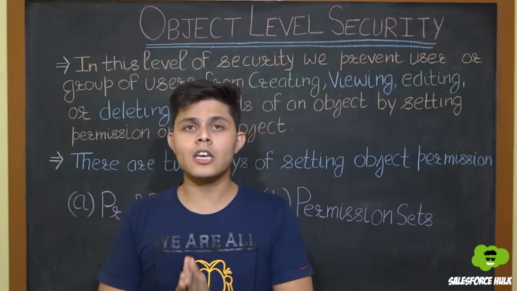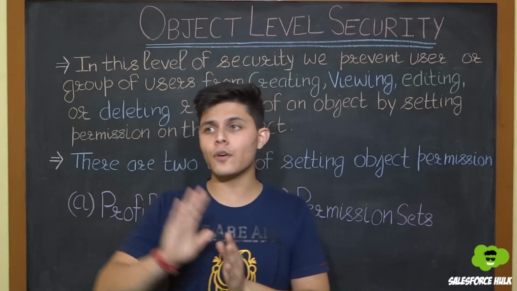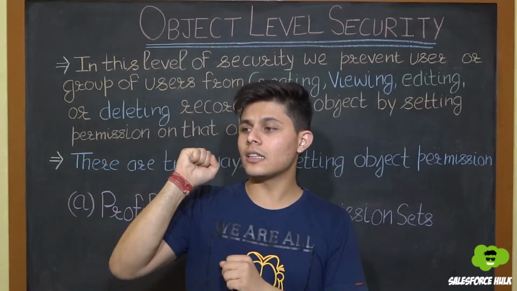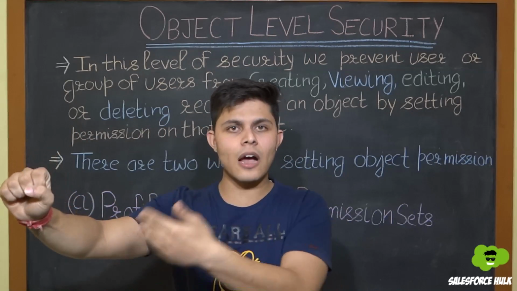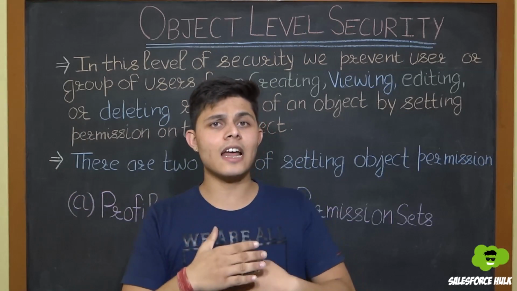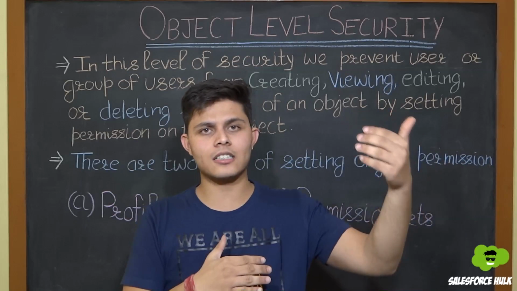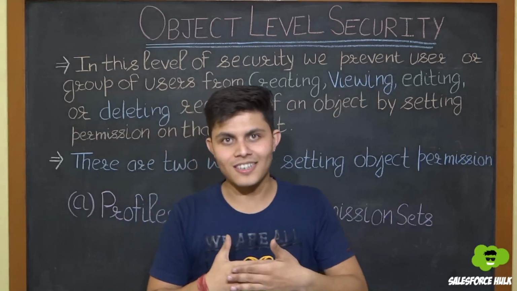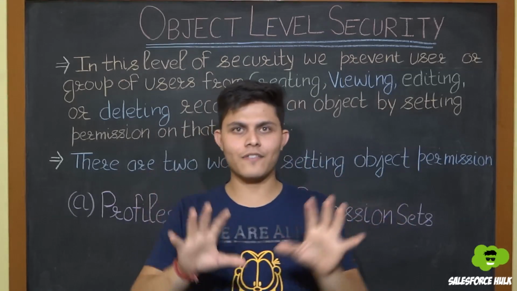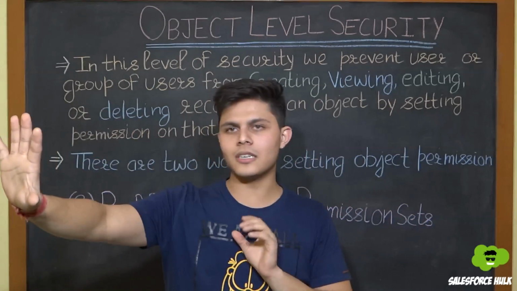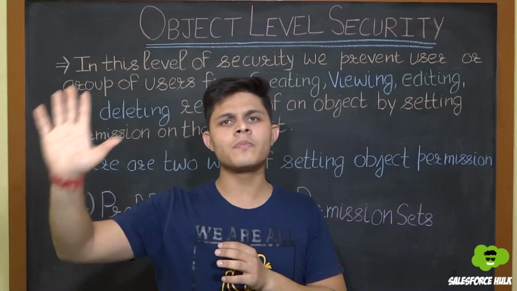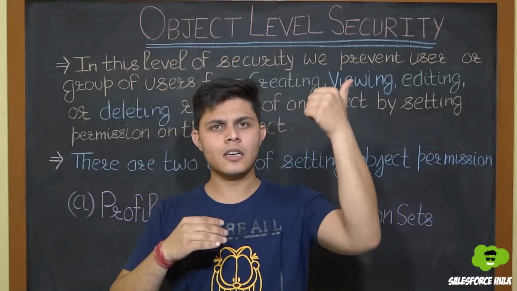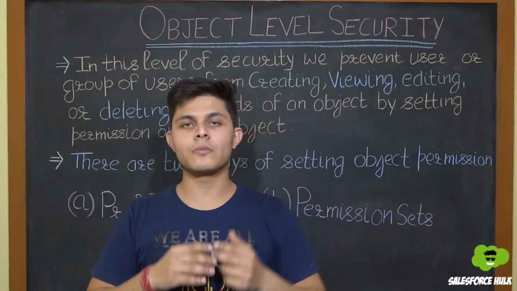In that situation, you'll set object level security for both of these users, and in that object level security, you'll define that John will only have view access on the X object records, whereas Paul can have access of creating, viewing, and editing the records of X object. So after setting object level permission, John will only be able to see the records of X object, whereas Paul will be able to see, edit and create the records of X object.